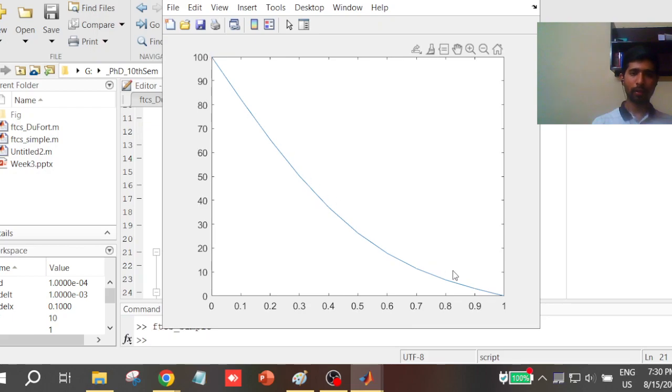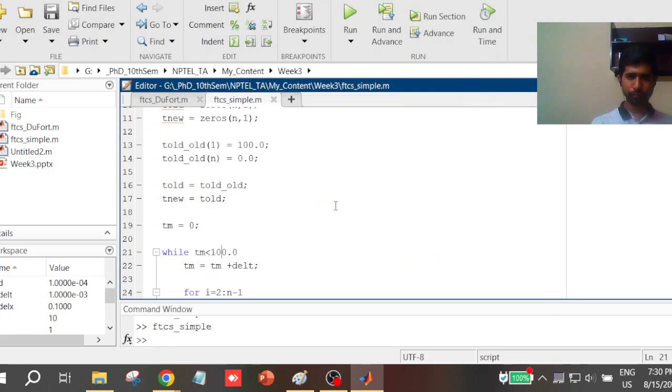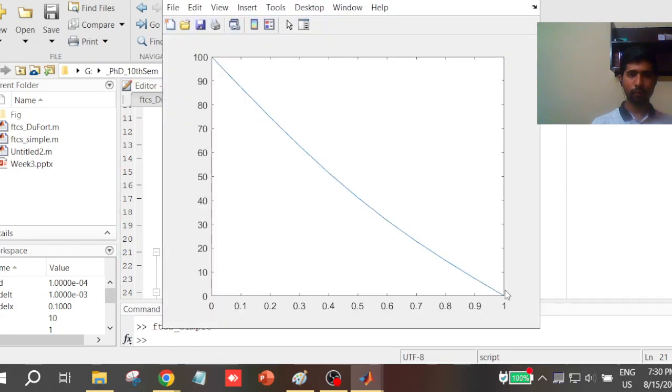Yeah, now it is coming more of a straight line. Still it's not a straight line. Okay, now let me go to 200. Yeah, it's now more straight line. Now you can keep on doing this.